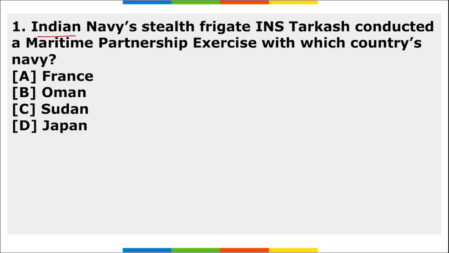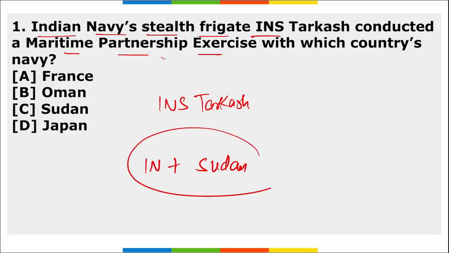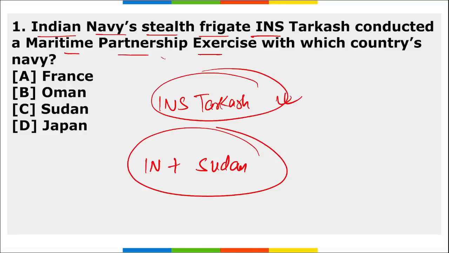First question is Indian Navy stealth frigate INS Tarkash, Indian naval ship Tarkash, has conducted a maritime partnership exercise with which country's navy? It was your Indian Navy and Sudan Navy that conducted this exercise, maritime partnership exercise, that is with which Indian naval ship? It was Tarkash. So correct option here is option C.